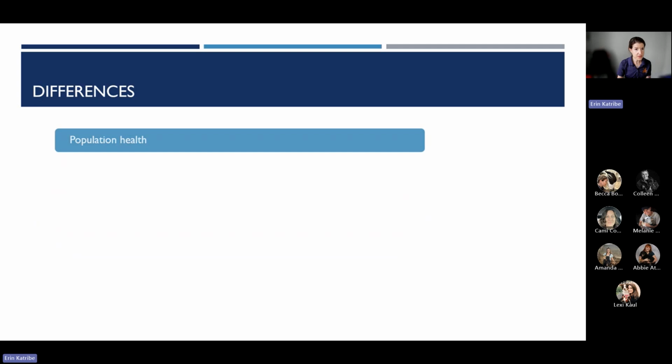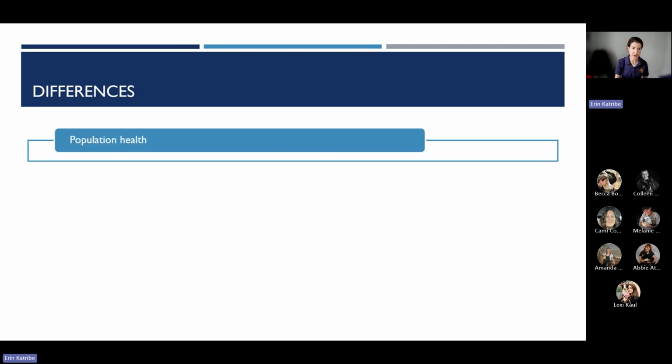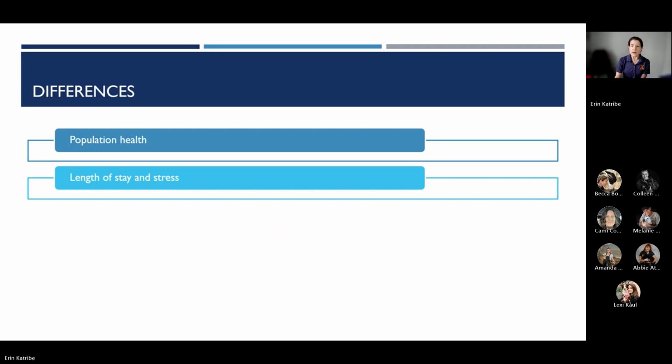What are some high-level differences? One of them, of course, is population health. In the shelter setting, we frequently are paying attention to not just the individual in front of us, but the entire health of the population, so that herd health almost. In shelters, we have to recognize the critical role that length of stay, and the subsequent stress induced by stay in the shelter, plays on their health, both physical and behavioral health. And this has far-reaching implications in terms of disease management.